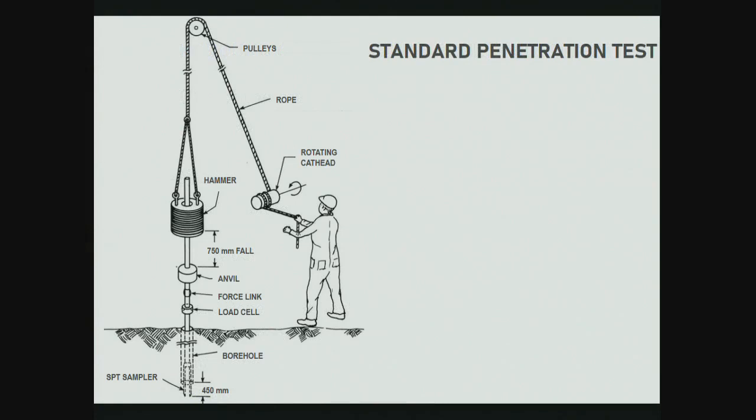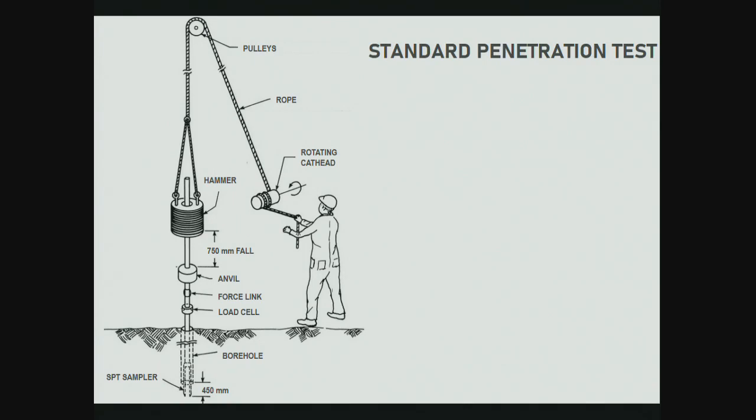So this is an in situ test, one of the in situ tests that people normally do. So what they have is a borehole, and you have this sampler inside it, and you have the top of this sampler, which is called an anvil, and then you have a hammer. This hammer can be moved up and down, it has a known weight, and it falls from a known height.